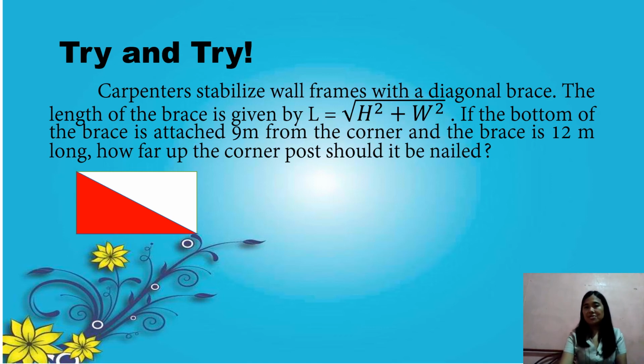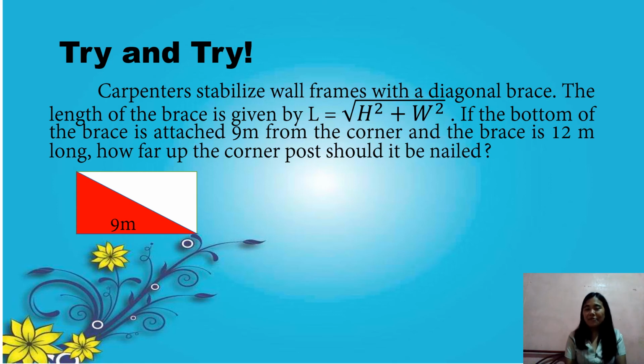All we need is where are we going to place the given 9 meters and 12 meters. So, where do we write the 9 meters in our figure? It is stated that if the bottom of the brace is attached 9 meters from the corner, so you have the bottom of the brace, there, 9 meters.